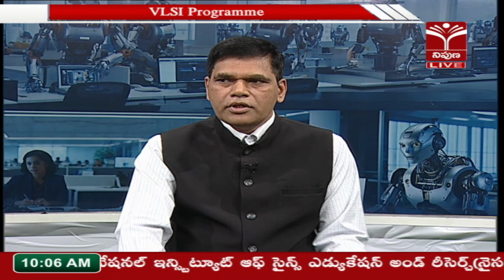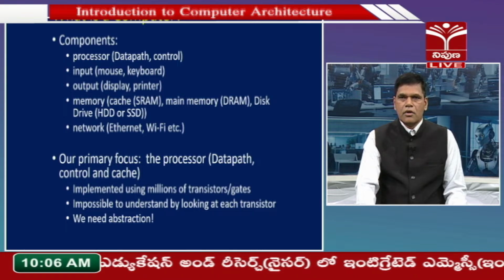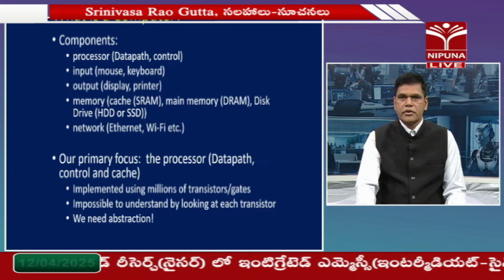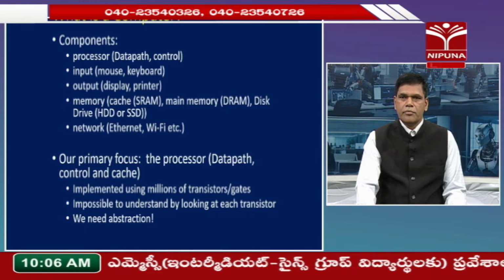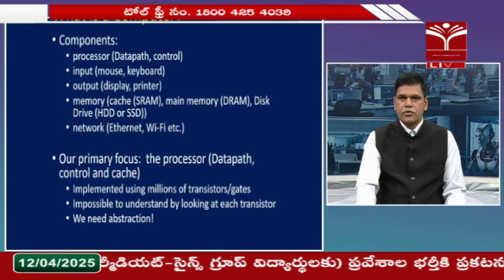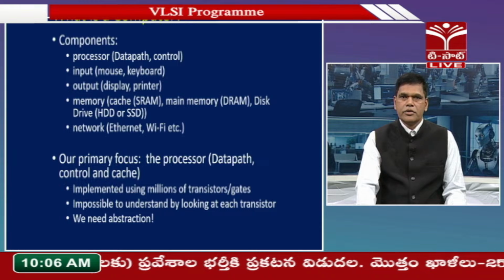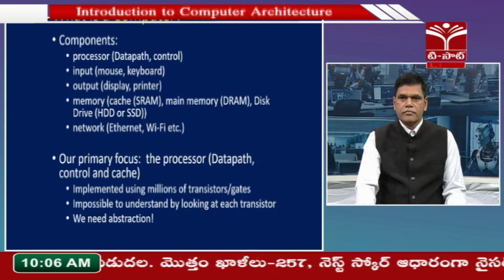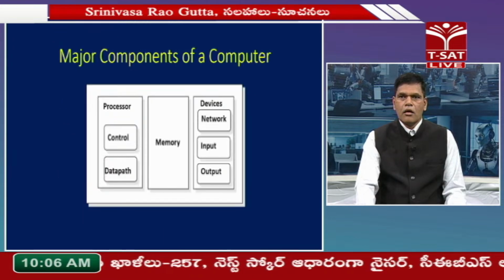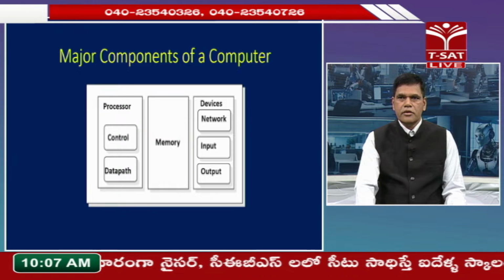Our primary focus today is going to be on the processor, which is the data path, the control, and the cache. Within the processor, the data path is, as I mentioned, a multiplier, adder or subtractor, and then how you control it, and the cache memory, which is mainly used for bringing the data closer to the arithmetic unit. This implementation is what we are going to focus on today. This is a diagrammatic representation of the major components of a computer that we just looked at.